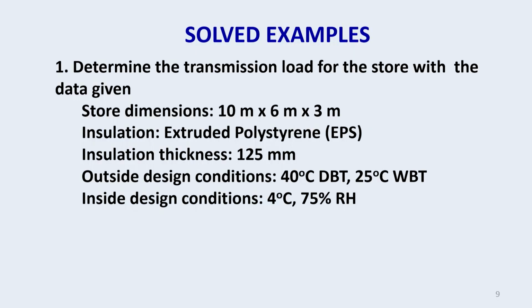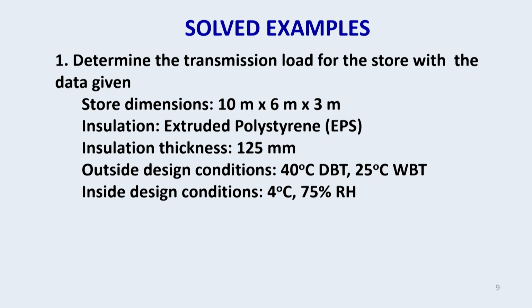Let us solve some numerical questions based on the heat load components one by one. So this is the first numerical question. Determine the transmission load for a store with the data given. The dimensions of the store are 10 meter by 6 meter by 3 meter. Insulation material is extruded polystyrene, that is EPS. Thickness of the insulation is 125 millimeter. The outside design conditions are 40 degrees centigrade dry bulb, 25 degrees centigrade wet bulb. And inside design conditions are 4 degrees centigrade and 75% RH.